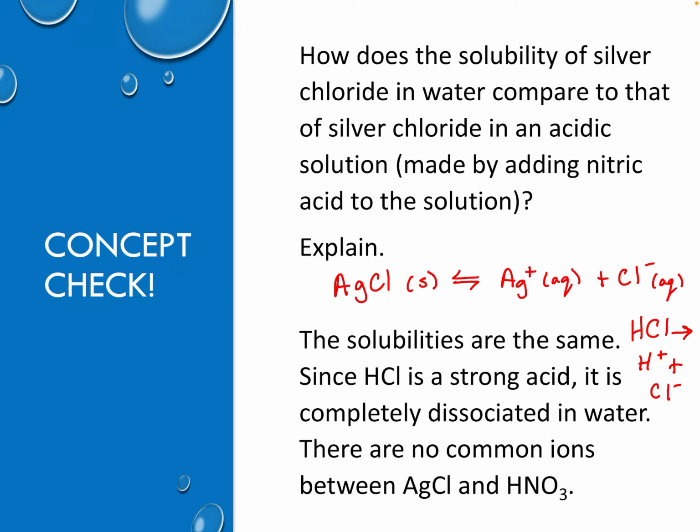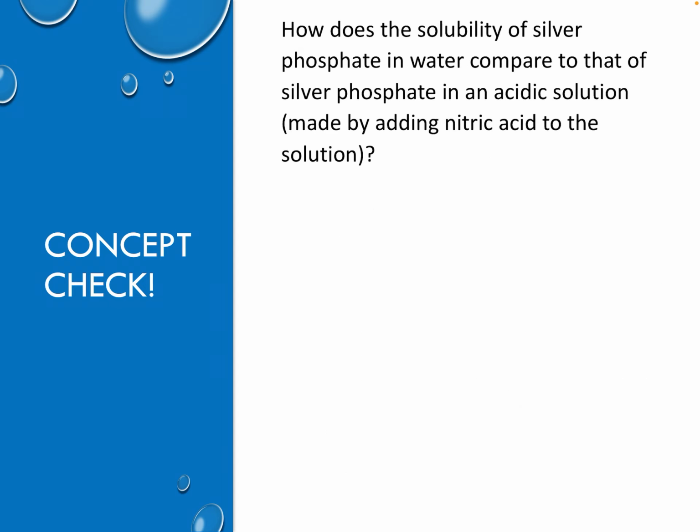So silver doesn't have any acidic or basic properties. Chloride doesn't have any acidic or basic properties. So it's not going to be affected by the pH of the solution. So it doesn't matter if it's acidic or not. It's going to dissolve just the same.